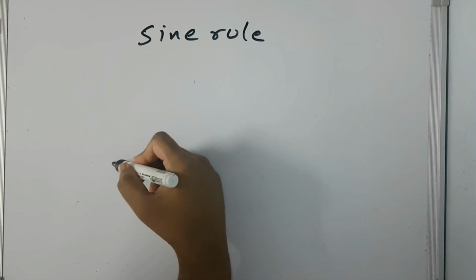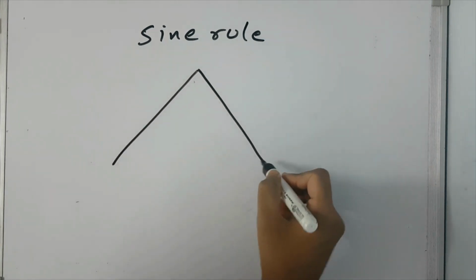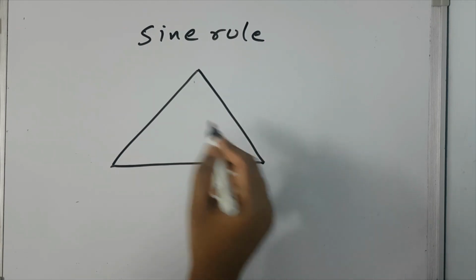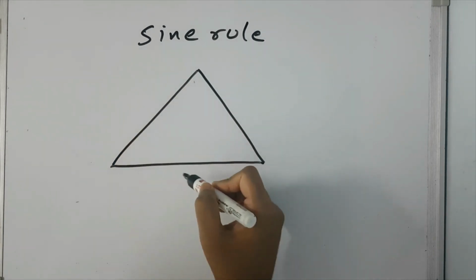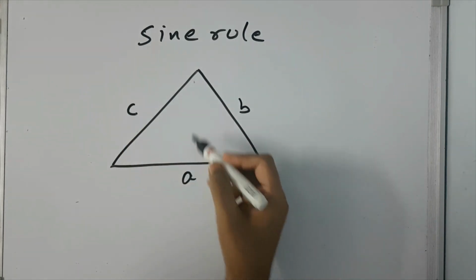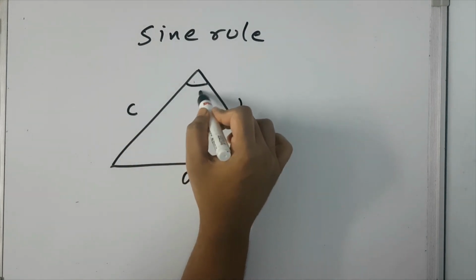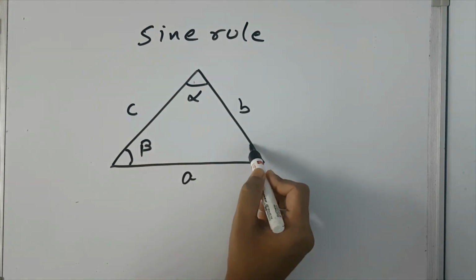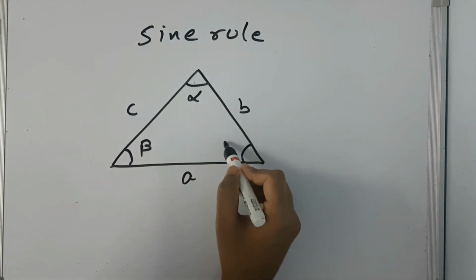Imagine a triangle, any arbitrary triangle, where you know the lengths of the three sides. Let's say this is A, this is B, this is C. The angle opposite to A is alpha, opposite to B is beta, and opposite to C is gamma.